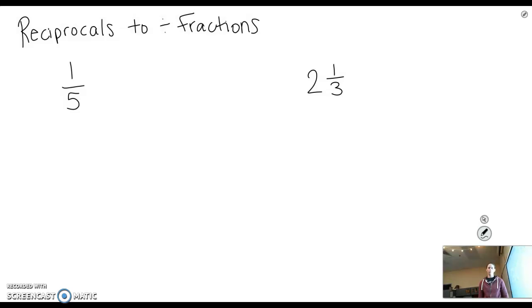Okay guys, we are going to learn about reciprocals and using those reciprocals to divide fractions. So first, let's talk about reciprocals. Reciprocals are the inverse or the opposite fractions, the opposite version of a fraction. So let's look here, we have 1/5. The opposite of 1/5, or the reciprocal of 1/5, is 5.